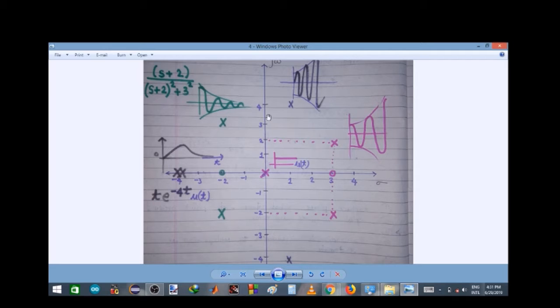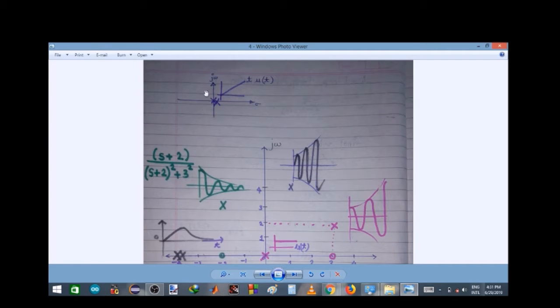Now let us see when there are two poles at the origin. Two poles at the origin means 1 divided by s square, isn't it? And you can determine by intuition that t u of t has a Laplace transform of 1 divided by s square.